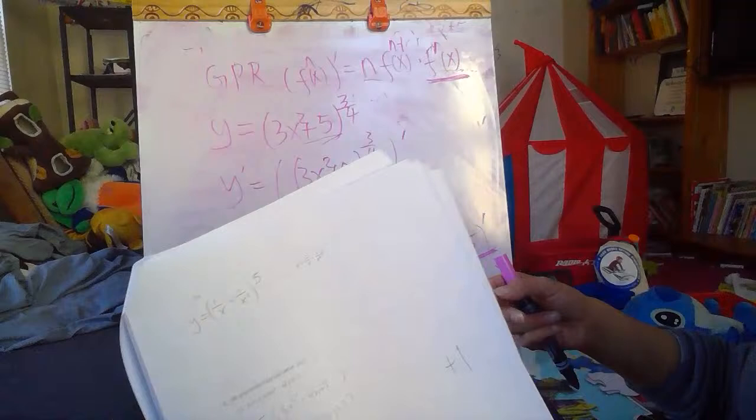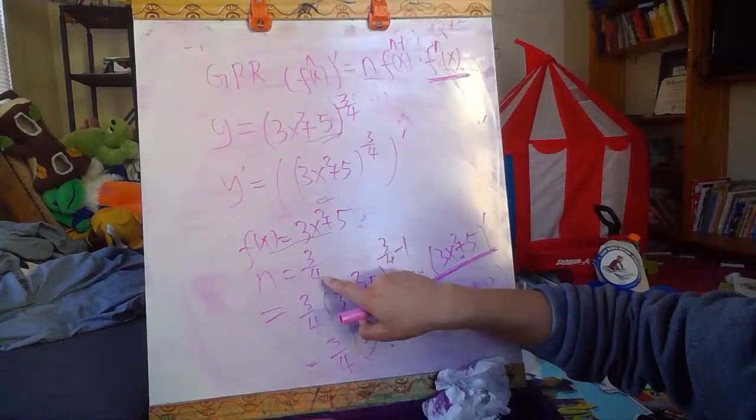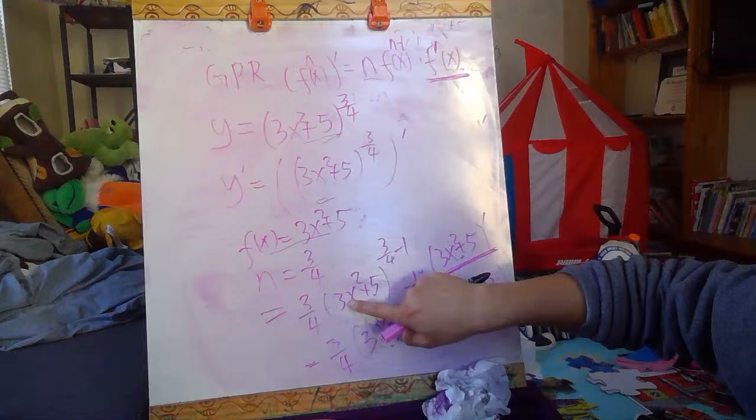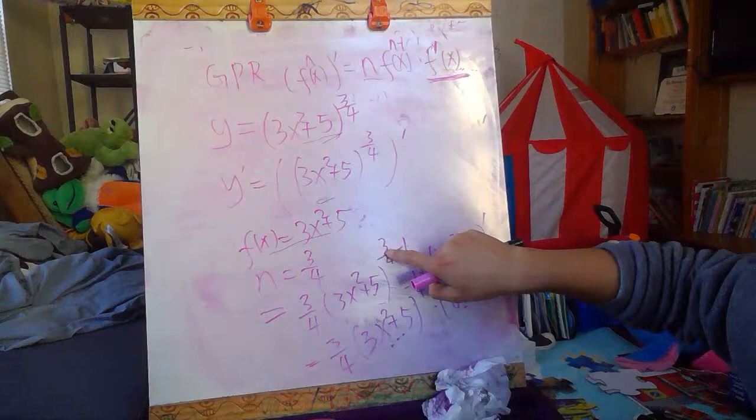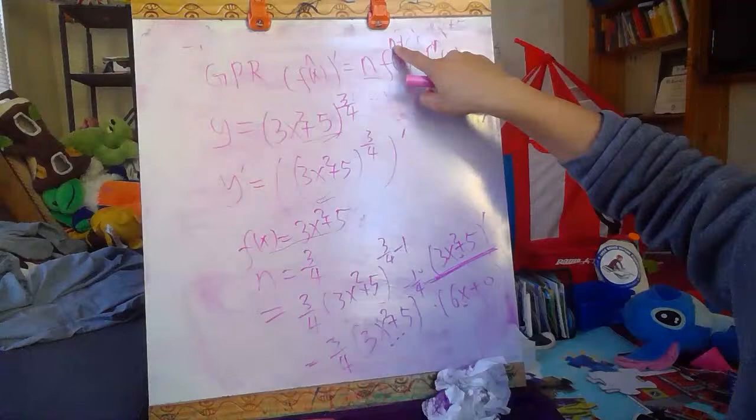Okay, so Mary asked me, can you explain how you got the negative 1/4th power? N is 3 over 4. So by this formula, it is 3 over 4 times f of x, which is 3x squared plus 5, to the n minus 1. N here is 3 over 4 minus 1, and 3 over 4 minus 1 is negative 1/4. Yeah, the power. That's why we use the formula n minus 1. Here, n is 3 over 4. Okay?